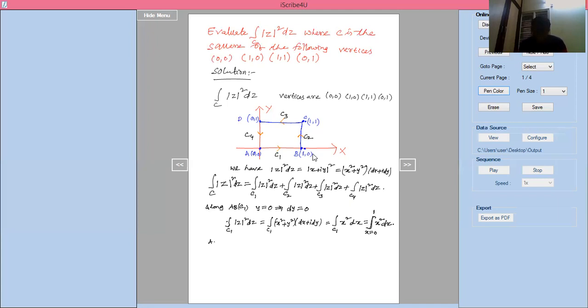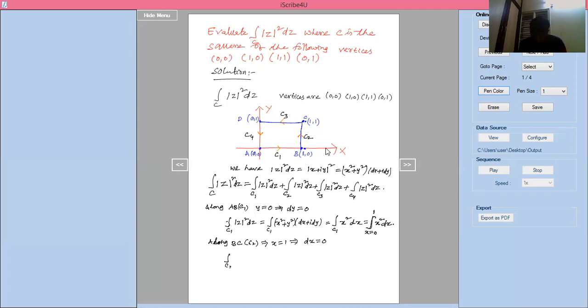Similarly, along C2. C2 is nothing but BC. Along BC, the line is x equal to 1. If x equal to 1, differentiating with respect to y, dx equal to 0.